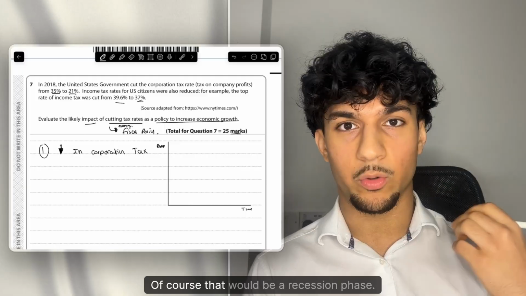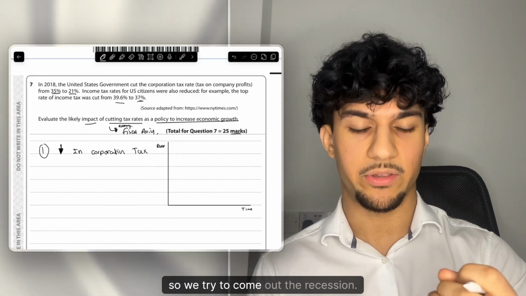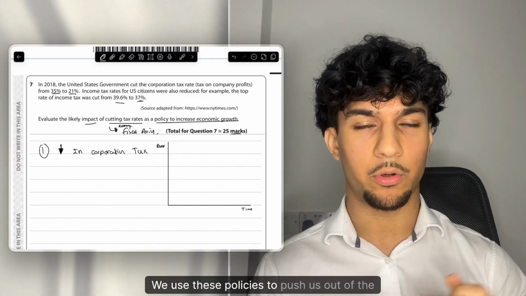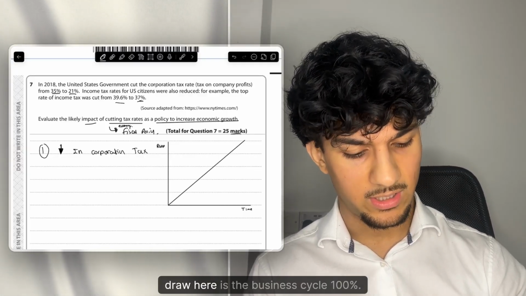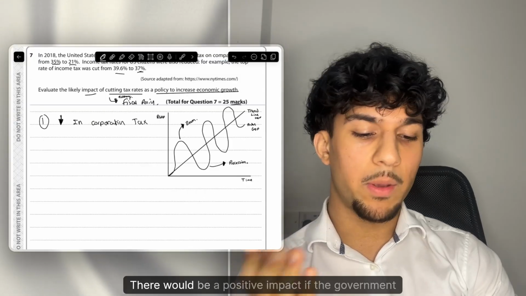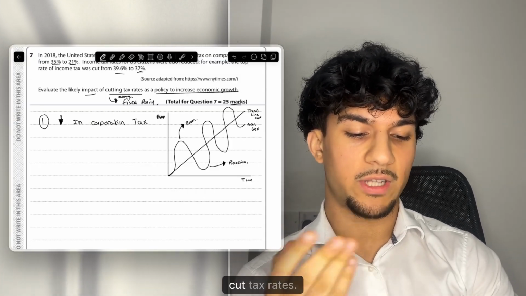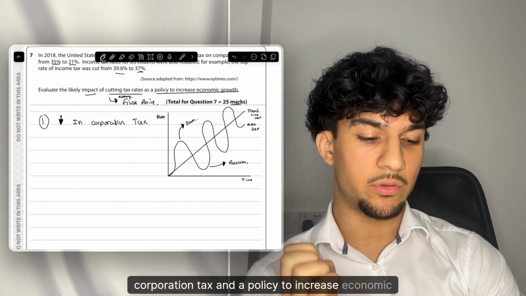Of course, that would be a recession phase. Why? During recession, of course, we have negative economic growth, so when we try to come out of the recession, we use these policies to push us out of the recession. So definitely, I think a really great diagram to draw here is the business cycle, and 100% later on I will be using it for evaluation also. There would be a positive impact if the government cut tax rates, e.g. corporation tax, as a policy to increase economic growth.